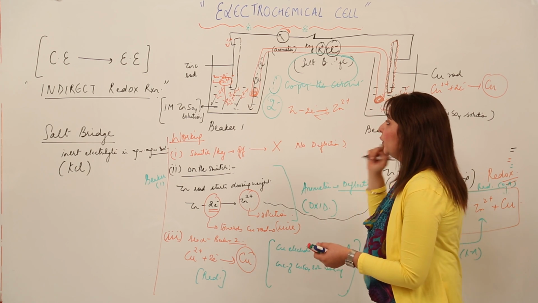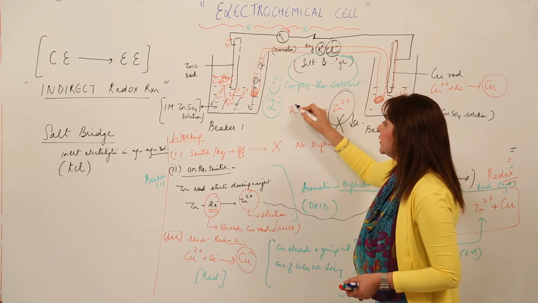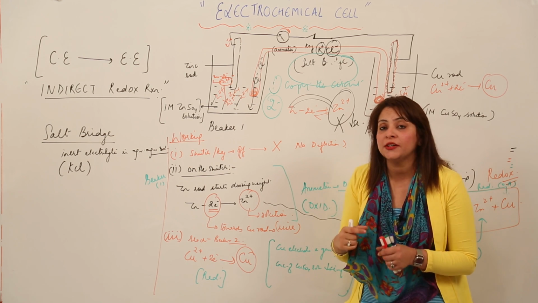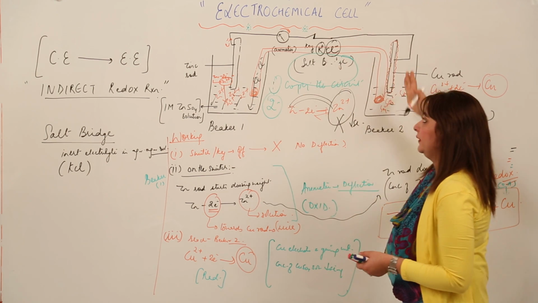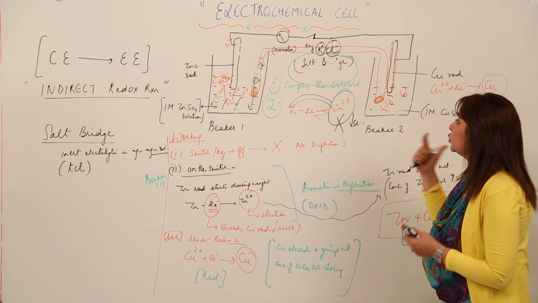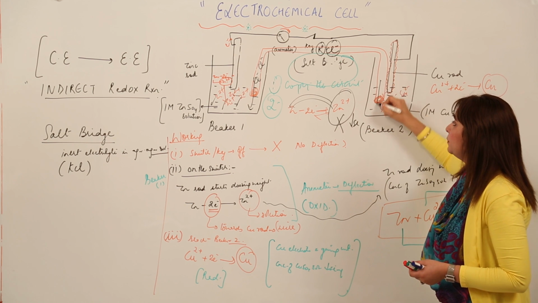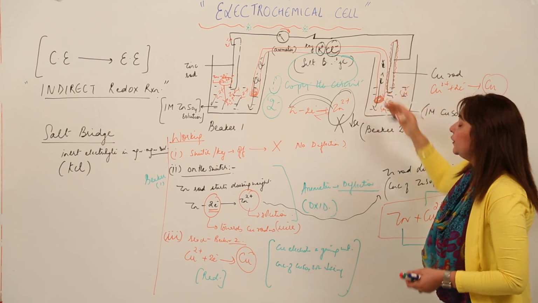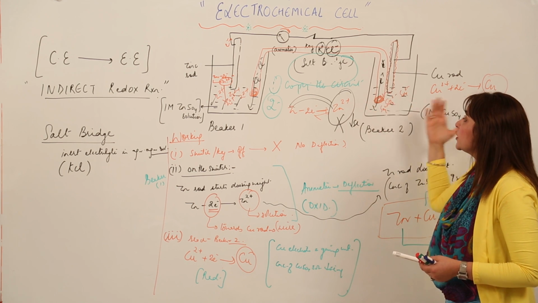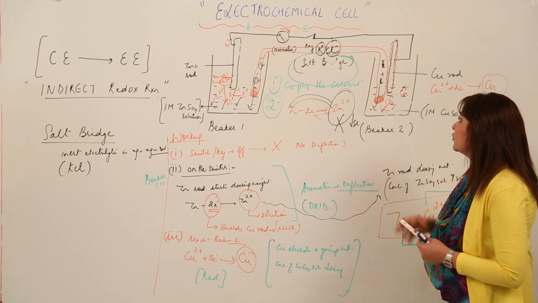So the concentration of Zn2+ falls and the zinc keeps on oxidizing. That means zinc keeps on losing electrons, and these electrons keep on moving to beaker 2. Now what does the salt bridge do for beaker 2? It also neutralizes the excess negative charge by passing the K+ ions into the solution, that means the positively charged ions. These positively charged ions neutralize the excess negative charge due to the sulfate ions.